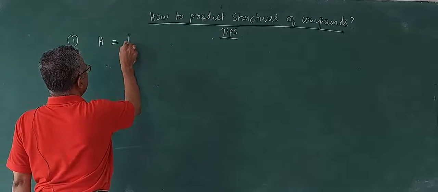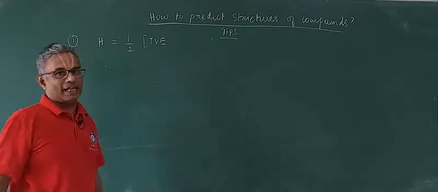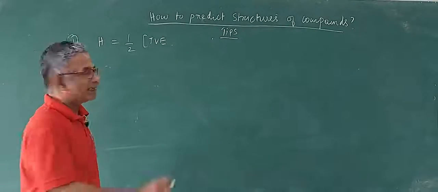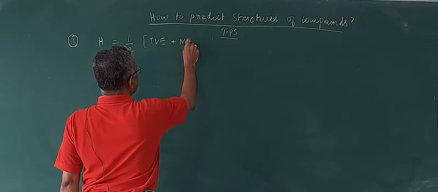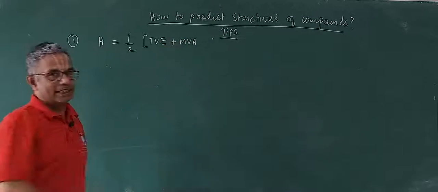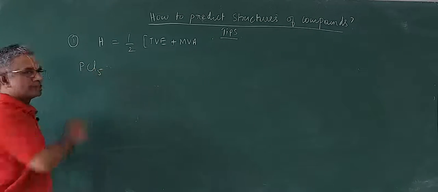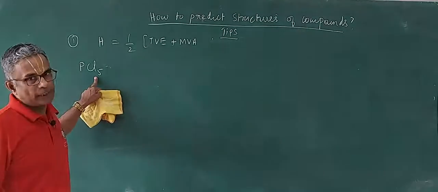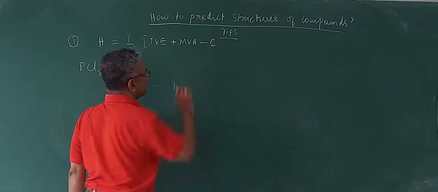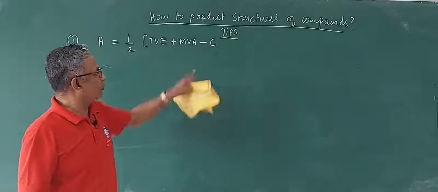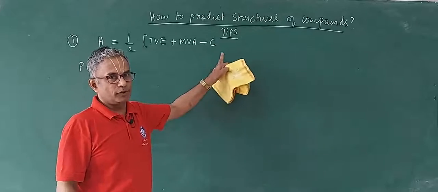Hybridization H is given by half into total valence electron of the central atom plus number of monovalent atoms surrounding that central atom. Suppose if you have say PCl5, chlorine is monovalent. So, you will have 5 monovalent atoms and we will see the examples. Minus cations, the charge on the cation. Suppose if you have 1 plus you put 1 here, 2 plus you put 2 here and like that. 3 plus means you put 3 here.